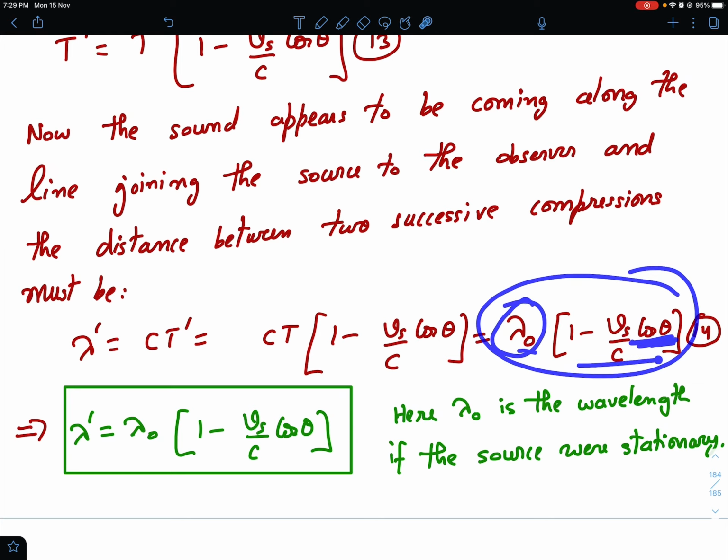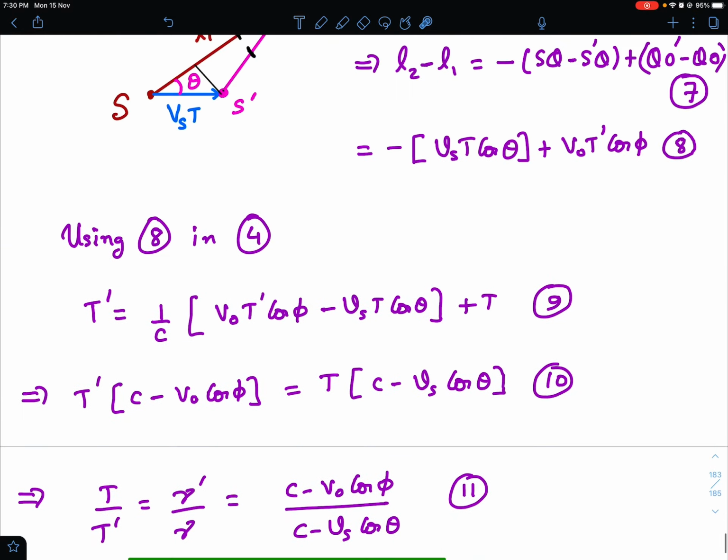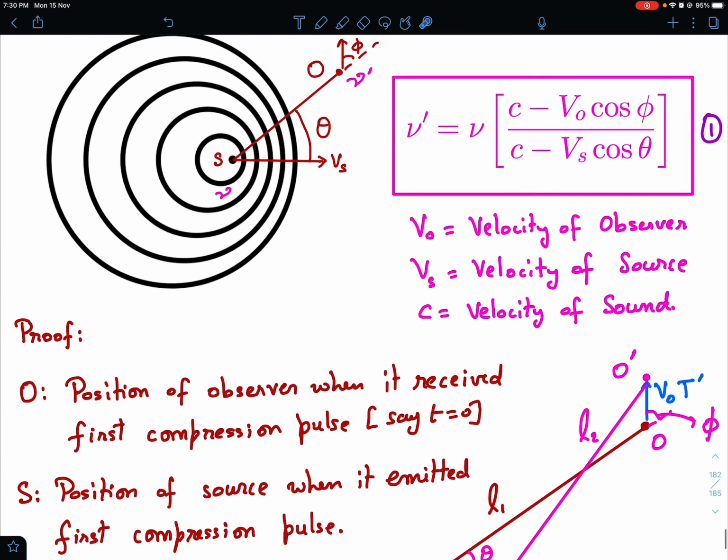And you can feel it also. See, when theta is acute, the wavelength must be reducing according to this formula, right? So if theta is 0, then it is 1 minus Vs by c. If theta is acute, then something is reducing, right? So the wavelength is smaller than the usual. And if theta is obtuse, then the wavelength is larger than the usual. And for theta equal to 90, the wavelength is the same as the actual.